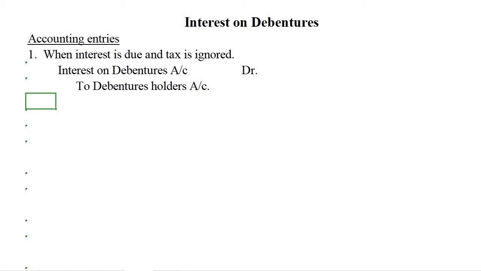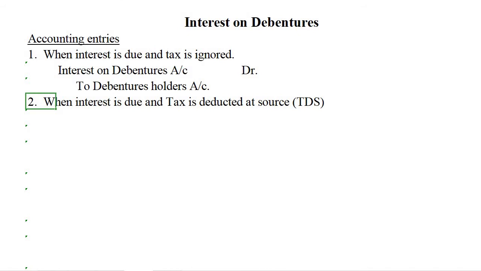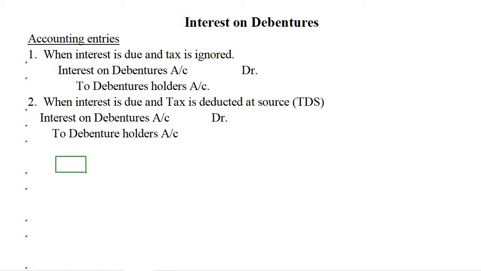Okay, then what will be the journal entry for interest due if tax is considered? So the journal entry we will write like this. Same way, interest on debentures account debtor to debenture holders, and to TDS payable. We have told that TDS means tax deducted at source. So if tax is asked to be deducted, you have to credit TDS payable account also.